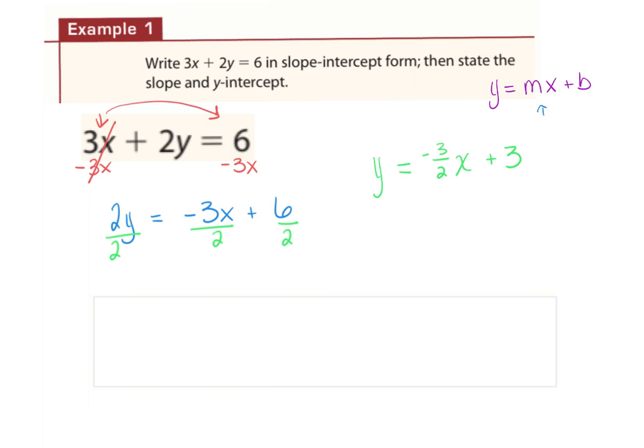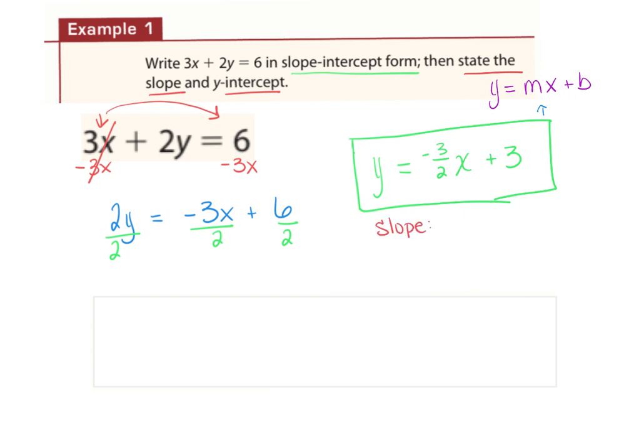I have moved my piece over, and I have divided by the coefficient of my y. So that's the first part of it. Write it in slope-intercept form. I did. I am done with that part of the question. The next part of the question says to state the slope and the y-intercept. Once it is in slope-intercept form, all you have to do is look at the equation. My slope is represented by the number in front of x. So I'm just going to look at this equation, and I'm going to say, well, my slope is negative 3/2. That answers that piece. It also asks for my y-intercept.